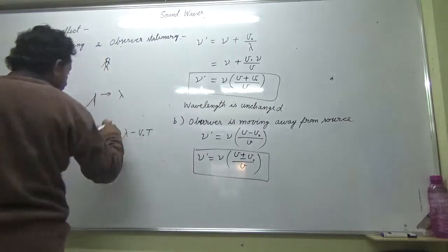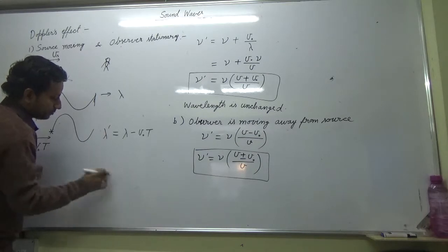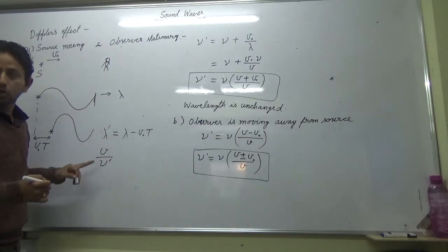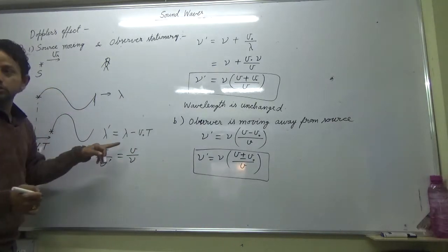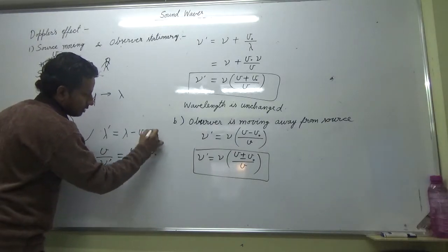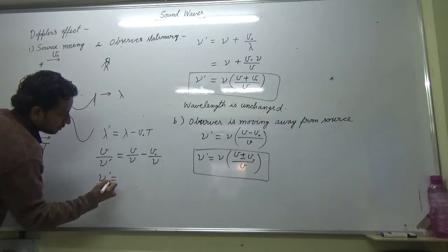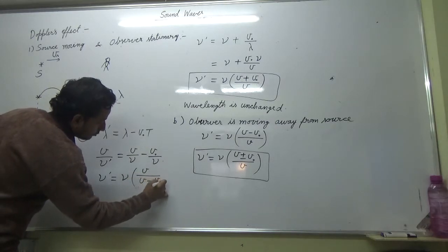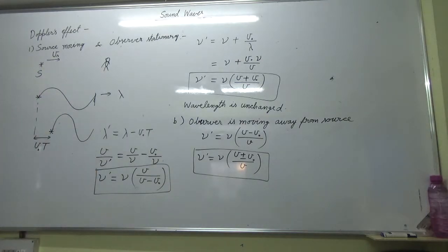So if we convert it into frequency, the equivalent frequency for this one will be what? V by lambda dash, the observed frequency corresponding. And this will be V by the original one, and this is Vs T, and T is 1 by nu. So we can write like this. And nu dash will be what? Nu into V by V minus Vs. You can write like this.